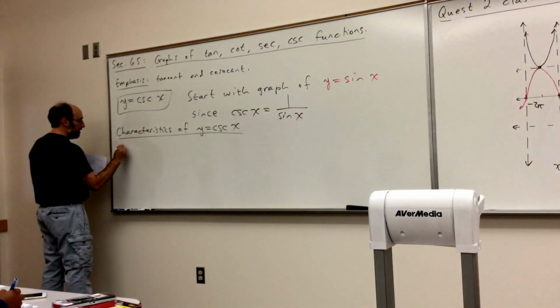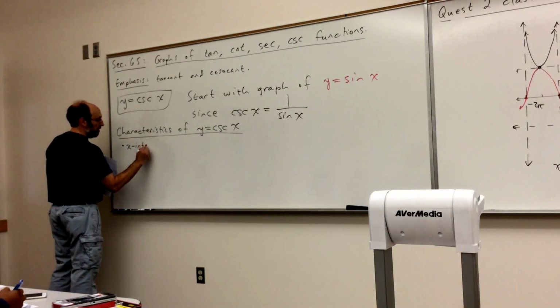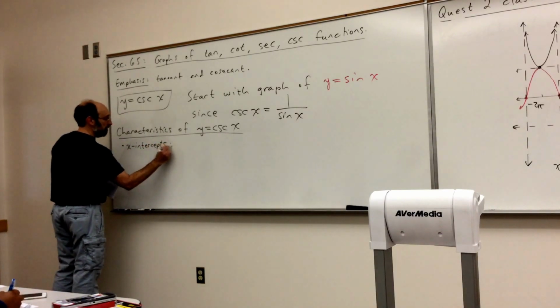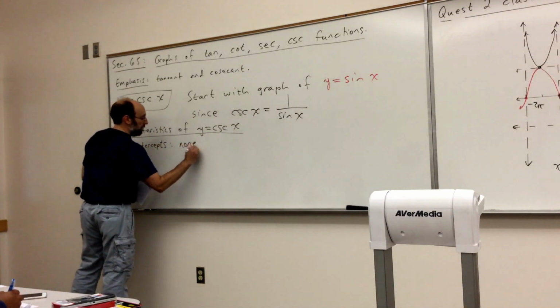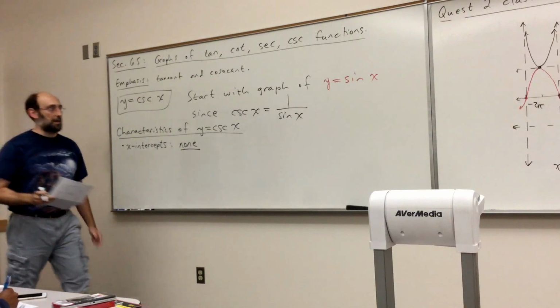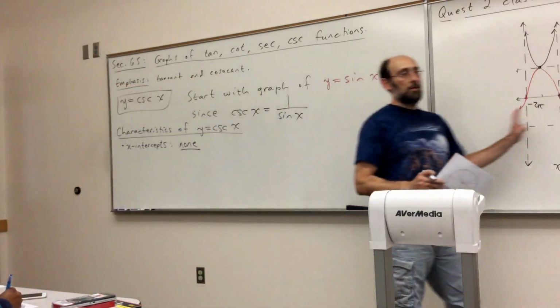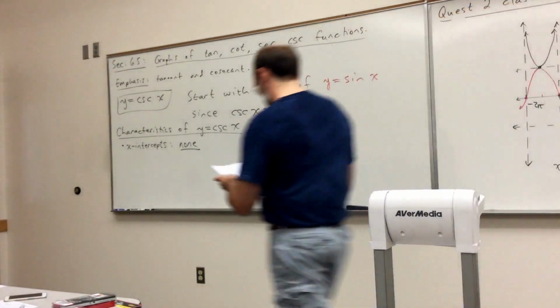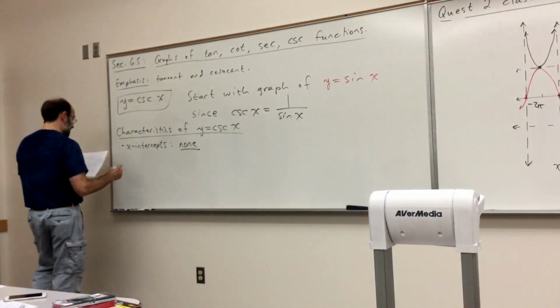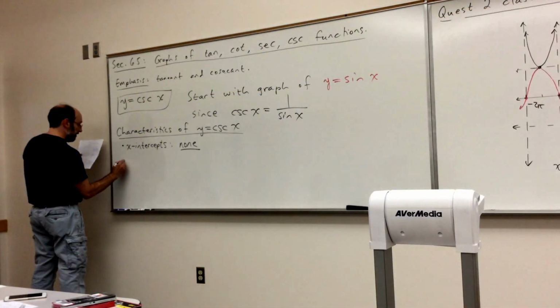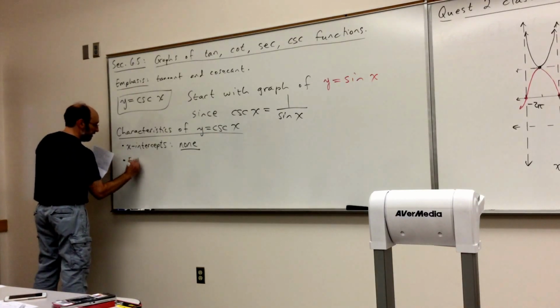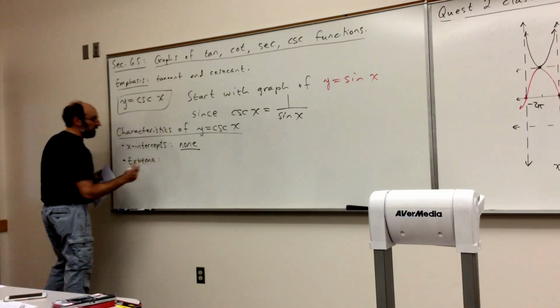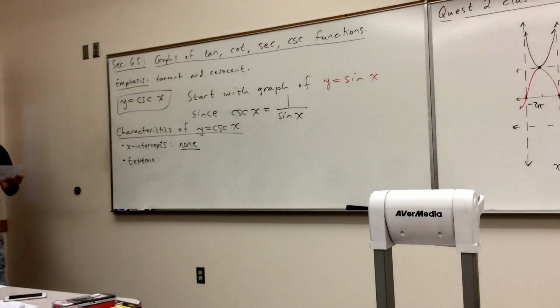So what about x-intercepts? There are none. None. The reason for that is because the absolute value of the cosecant function is always greater than or equal to 1, so the cosecant function would never be 0, right? You can see there are clearly no x-intercepts there. What else? Extrema. So extrema is the collective term for both maximums and minimums.